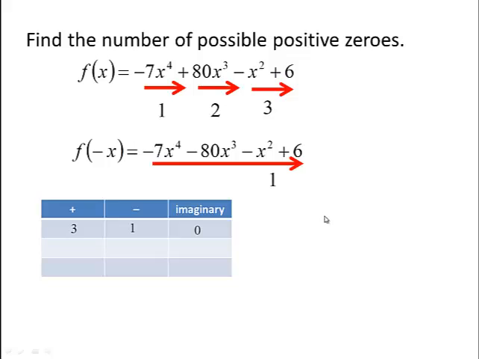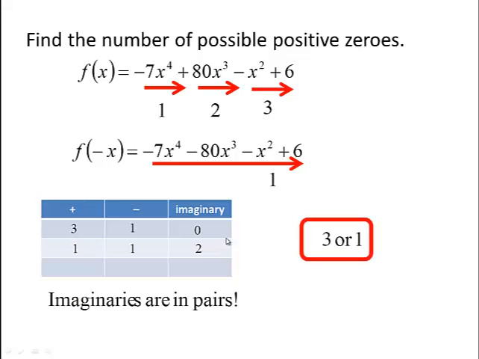So there's no room for imaginaries. But imaginaries come in pairs, so we can have a pair of imaginaries. If we had 2 imaginaries, then we can have 1, 1, and that also adds up to 4. And there's no other possibilities. So the number of possible positive zeros would be 3 or 1.